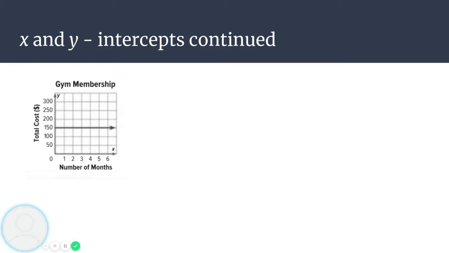Now, not every graph will have both an x and a y-intercept. Sometimes they only have one. If you look at this graph here, you see that if I extend that line out, it runs completely parallel to the x-axis, so it will never have a chance to hit the x-axis. So this only has a y-intercept at the number 150. So the intercept would be 0, comma, 150. So just be aware that sometimes there may only be one intercept.